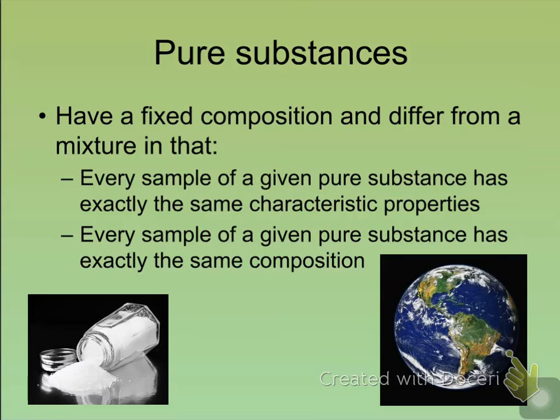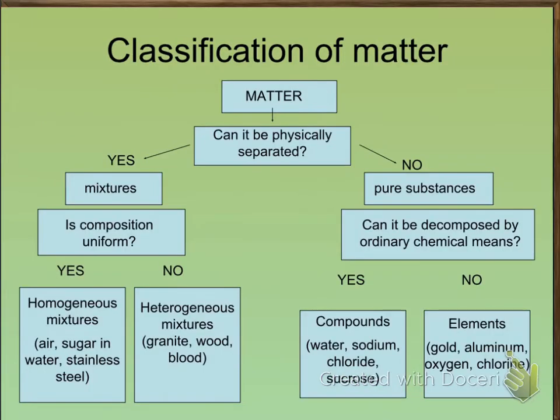Well, now, let's go back to our classification, and let's talk a little bit about if our answer is yes. So when we look at matter and we ask if it can be physically separated, if the answer is yes, then we're dealing with a mixture. And a mixture has more than one pure substance that's just been physically combined. When we have mixtures, we want to ask ourselves if the composition is uniform. If the answer is no, then we're talking about a heterogeneous mixture. The prefix hetero refers to different, and a heterogeneous mixture has a different composition throughout.